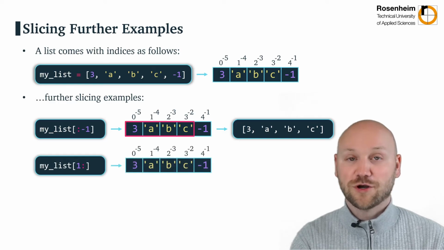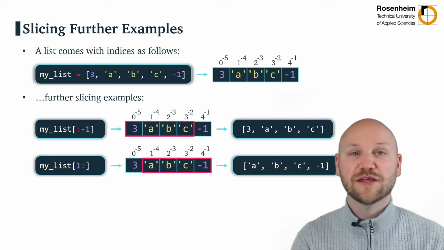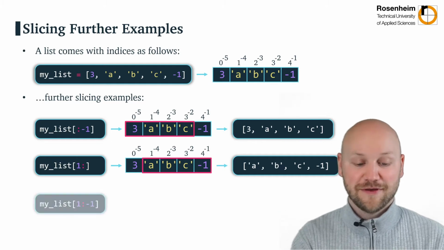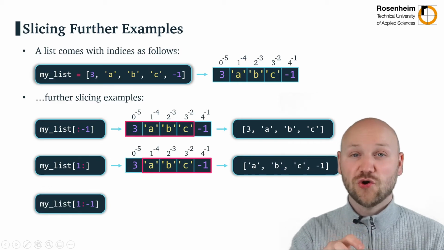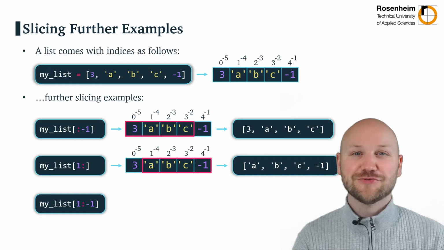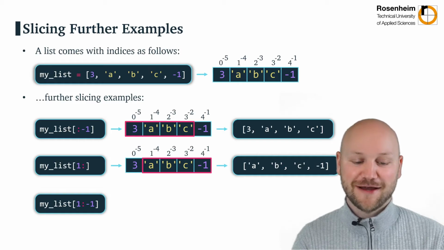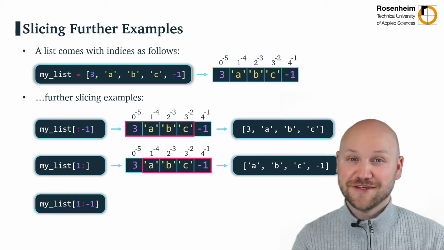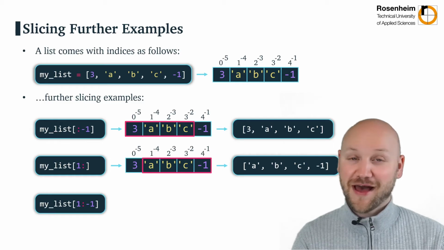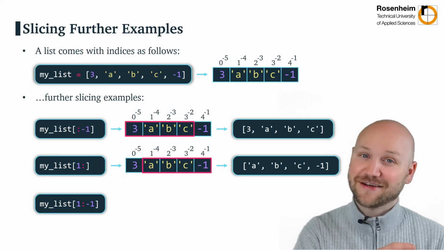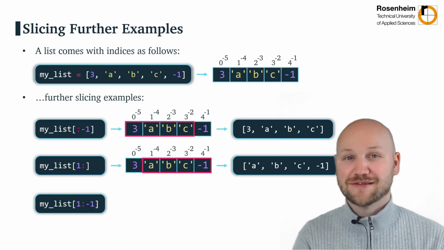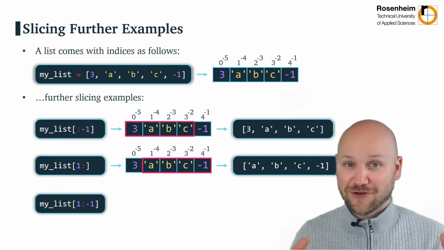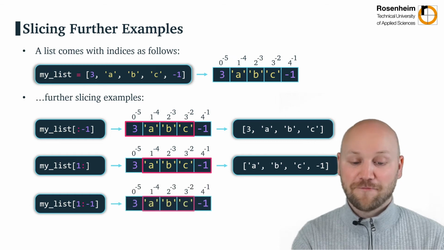So again, if you have 1 colon, we get all the elements including the 1 and after the 1. And this example is also new to you. So we have 1 colon -1. So try to understand or try to predict what is going to be returned here. The 1 is to the left-hand side of the colon, the -1 is to the right-hand side of the colon. So the 1 is included, the -1 is not included, and we get all the elements in between, including the 1. So this would be what we are getting back here.